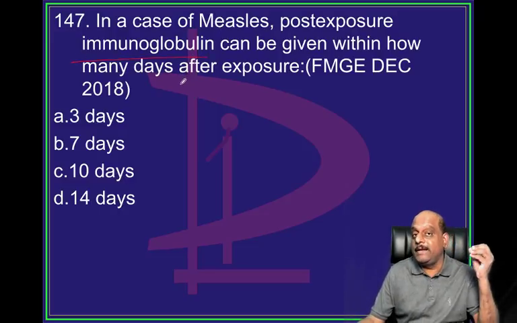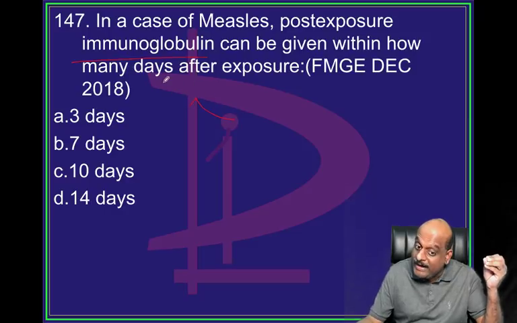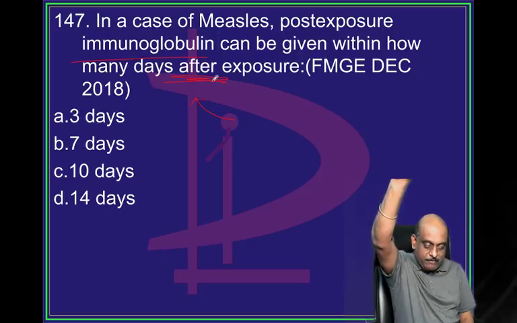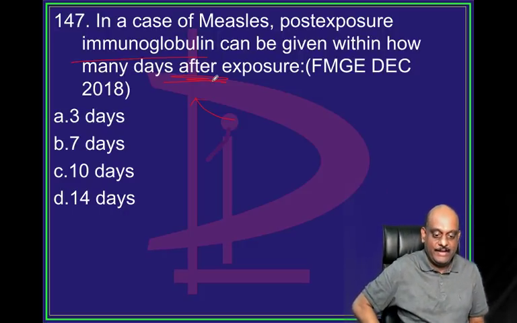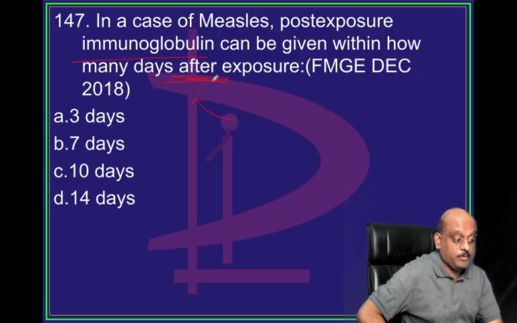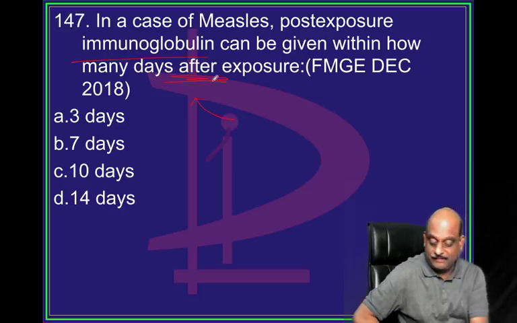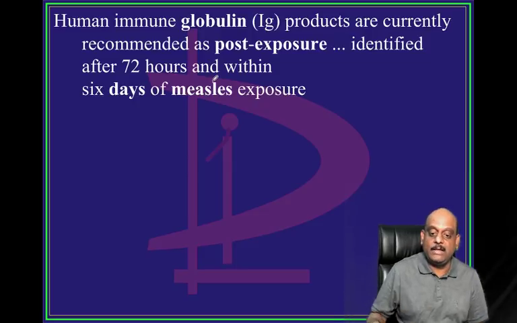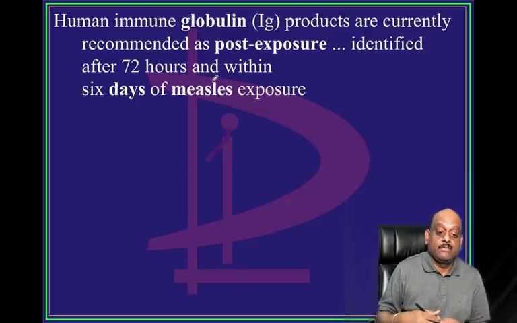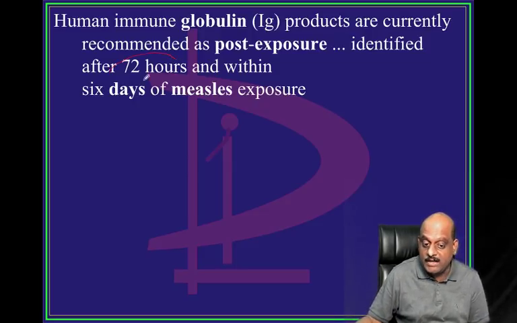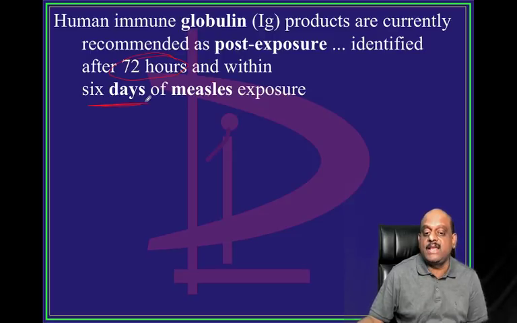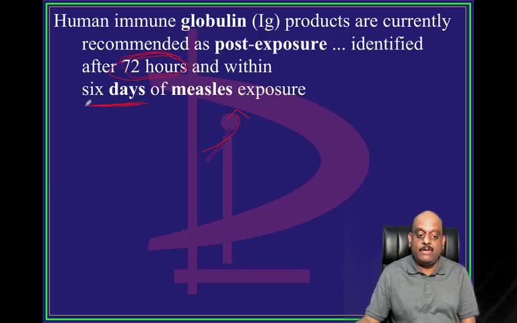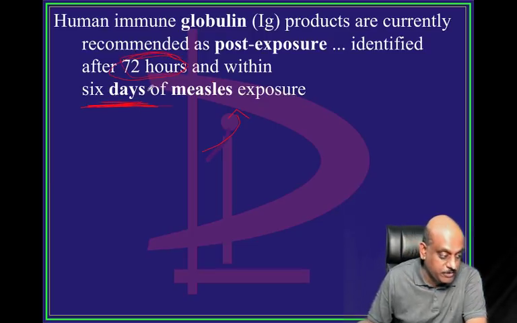In the case of measles, beautiful question. Post-exposure immunoglobulin can be given within how many days after exposure? फटाफट बोलो डॉक्टर. Who is going to give me the correct answer? 3 days. So you should remember, start after 72 hours and within 6 days of measles exposure.